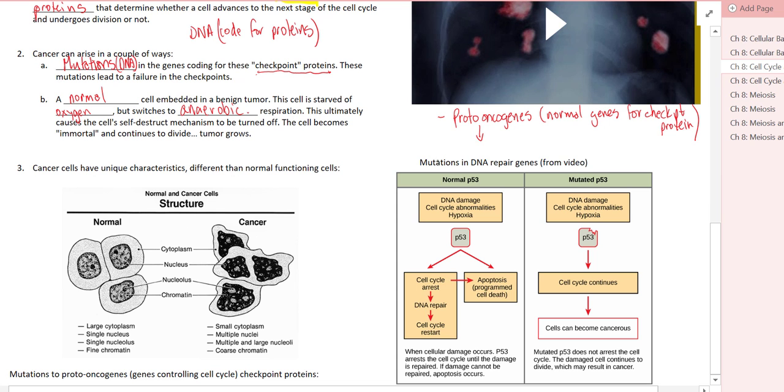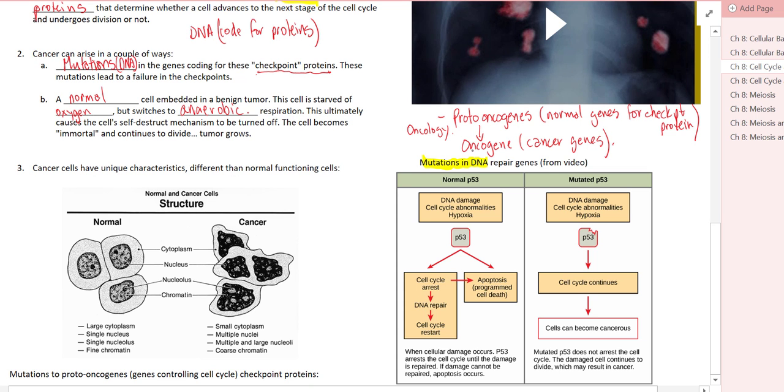Now, as it shows here, mutations in the proto-oncogenes that produce checkpoint proteins and control cell division can lead to what we call oncogenes. And oncogenes are essentially cancer genes. All right? And hence the term, the study of cancer is called oncology, right?